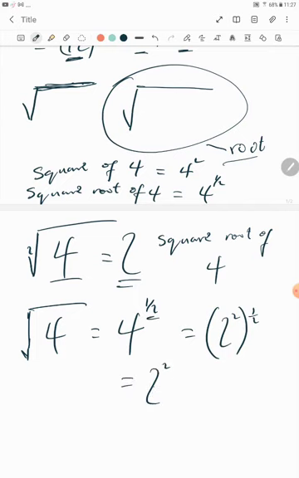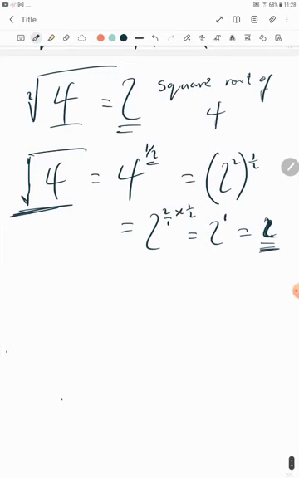This bracket means times, so that's 2 times half that we have in the power. Put this over 1. So when you do 2 times half, you can cut this and say 2 times half will give you 1. That's 2 raised to the power of 1, and that is 2. So you can see the proving now that from here, square root of 4, we actually get 2 as the square root of 4.